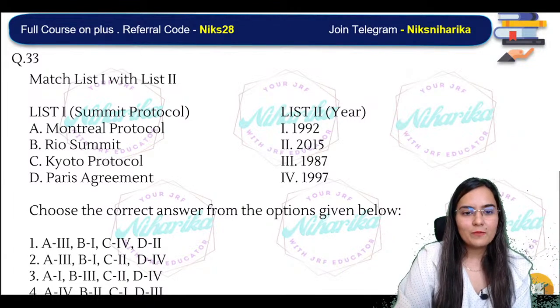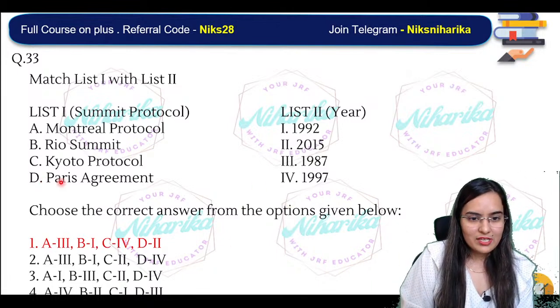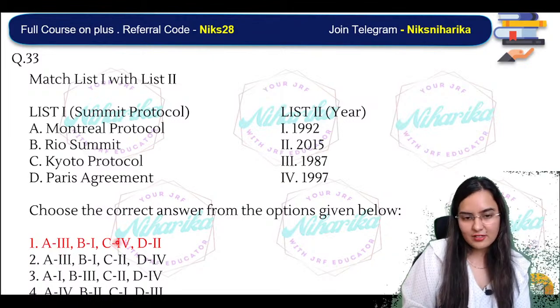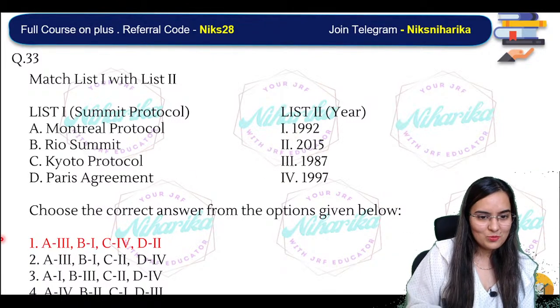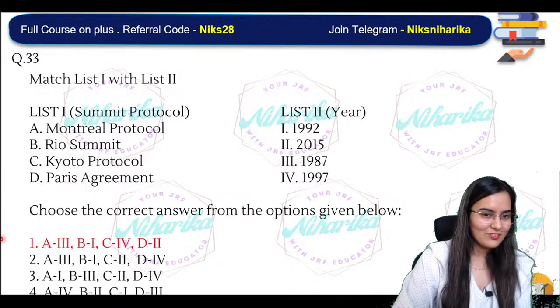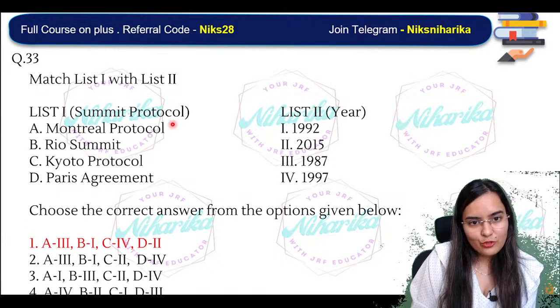33A, superb, super easy. I guess if you take the latest one, the Paris Agreement, which was in 2015, that is directly giving you the answer instead of going on first, second and third point. You can directly select this and your answer is pretty clear. Option A. Remaining, Montreal and Kyoto, yaad tha. Very nice. Dusre bhi please yaad kar lo. I am reading for you.